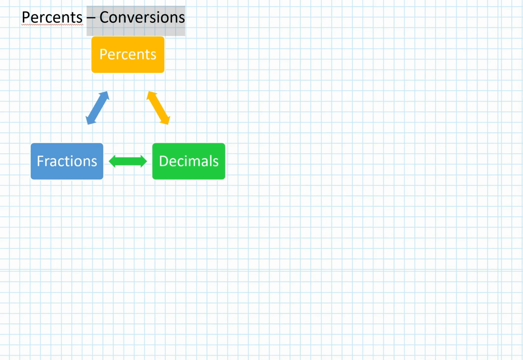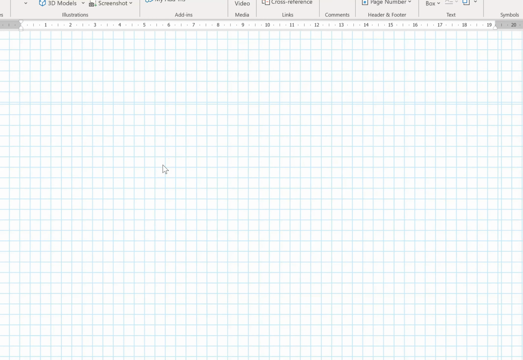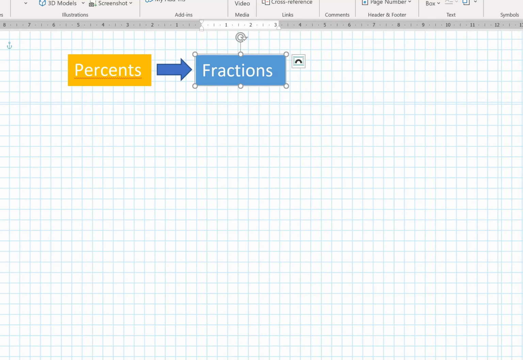Now that you know what the word percent means, you need to know what to do with percents. First of all, you have to know how to convert fractions and decimals to percents and vice versa. And second of all, you have to know how to use percents in word problems. Let's start with conversions.